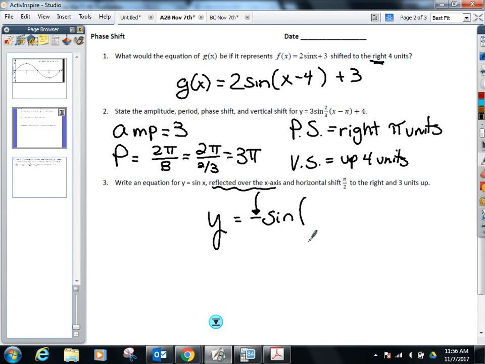You got the minus. You got the pi over 2. You just got to write it as, ready? X minus pi over 2. All right? In parentheses. Make sure it's in parentheses, everybody. All right, so that's shifted to the right. And then what are you doing with the 3 units up? Questions from you guys? We all right? Other questions?